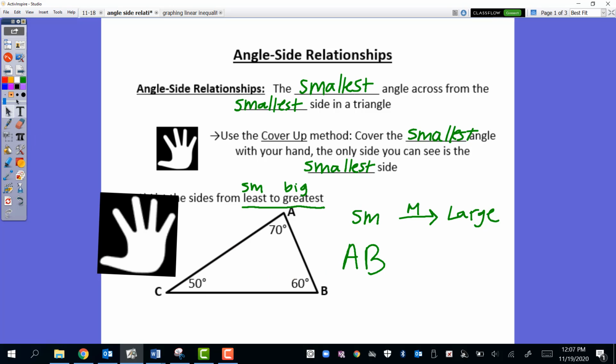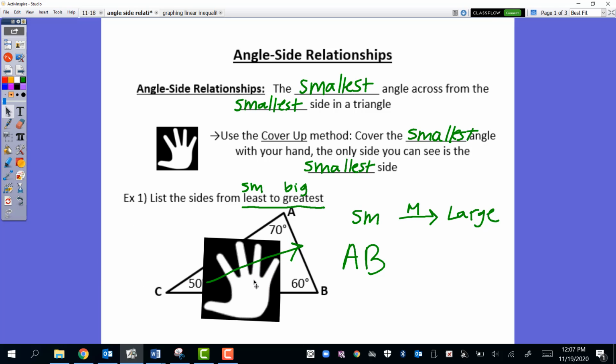You could do it like we were doing before with isosceles triangles. We're saying across from this angle is this side, and you can point at it with the arrow. That is exactly what we're doing. Next, our medium angle. We already used 50, so we're not looking at 50. We're looking at 70 and 60, and the medium one is going to be 60.